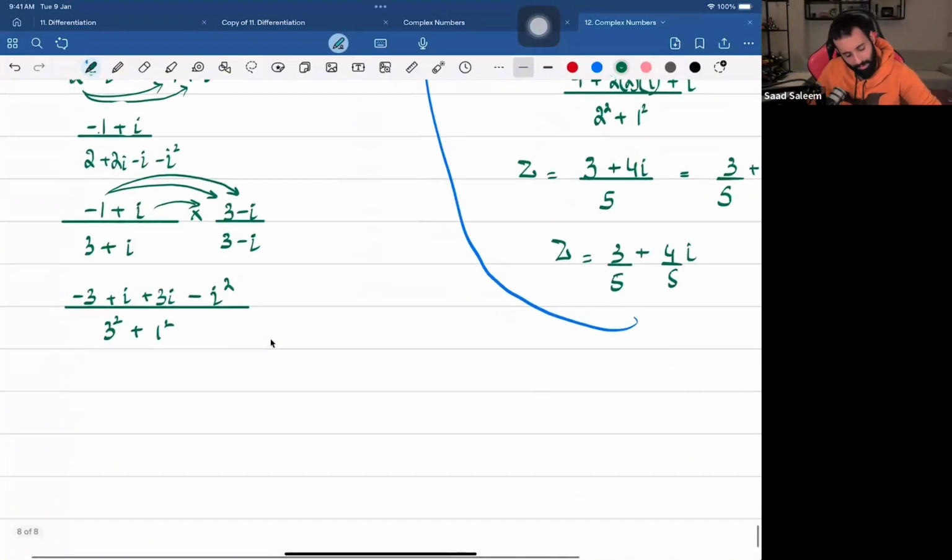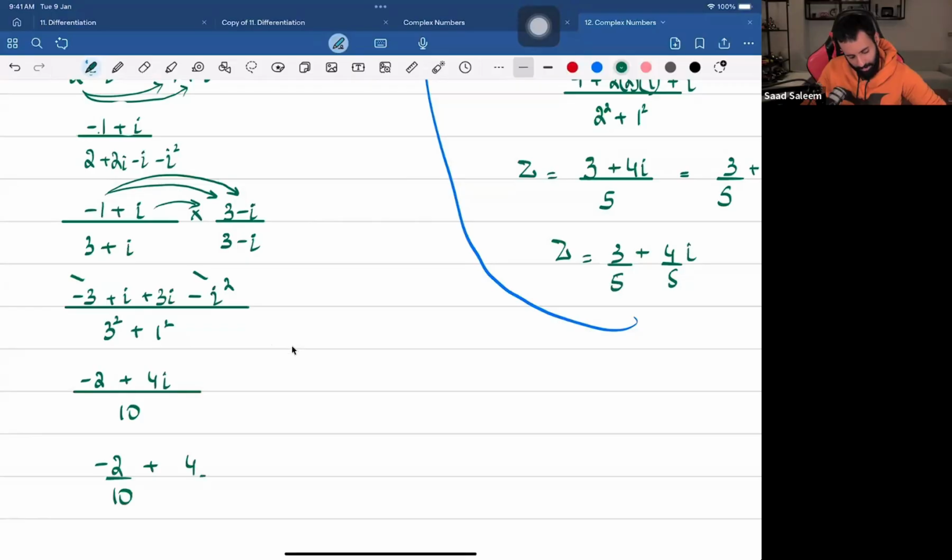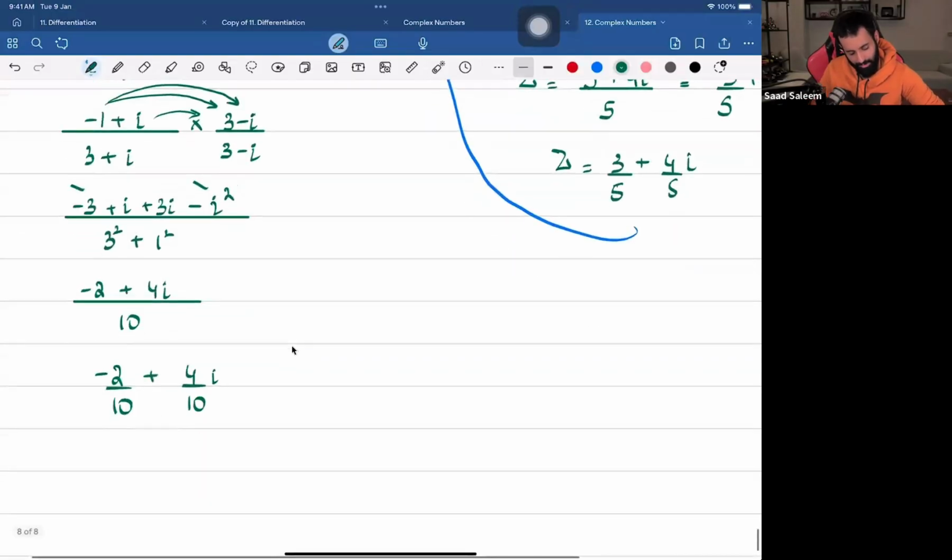Okay. Now the denominator becomes 10. So here's the numerator. Minus 3 minus minus 1. So that becomes minus 3 plus 1, which is equal to minus 2, and then plus 4 iota. Now this is something that can be further simplified. So let's do that. So if I simplify it further, here's what we get. We get minus 2 upon 10 plus 4 upon 10 iota. And the final answer is minus 1 upon 5 plus 2 upon 5 iota. This is the value of W.